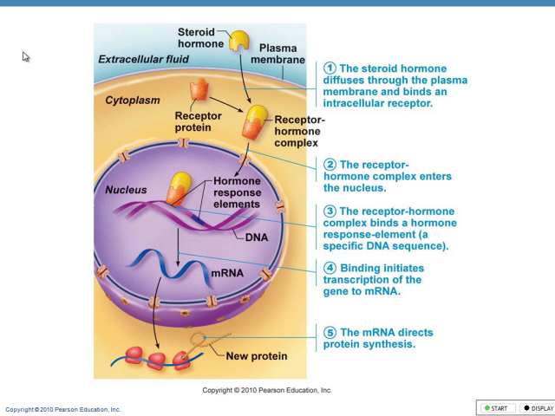The other type of hormone and its mechanism of action is the lipid-soluble hormone. That works very differently than the water-soluble hormone. It doesn't work on a second messenger system. What is your plasma membrane made of? Be scientific with me. It's lipids, but what kind of lipids? It's a phospholipid bilayer. Remember that?